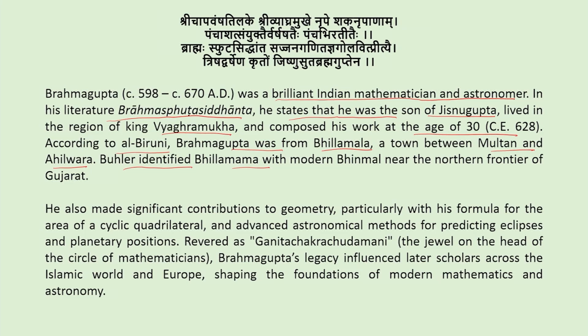He also made significant contributions to geometry, particularly with his formula for the area of a cyclic quadrilateral, and advanced astronomical methods for predicting eclipses and planetary positions. Revered as Ganit Chakra Chudamani, the jewel on the head of the circle of mathematicians, Brahmagupta's legacy influenced later scholars across the Islamic world and Europe, shaping the foundation of modern mathematics and astronomy.